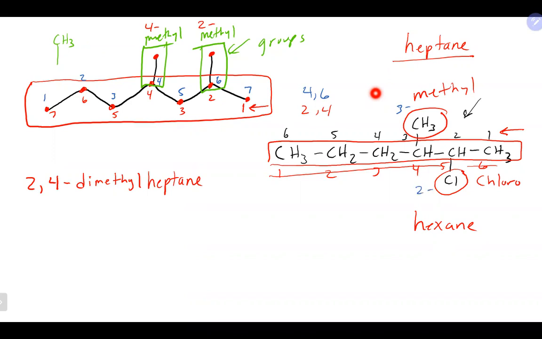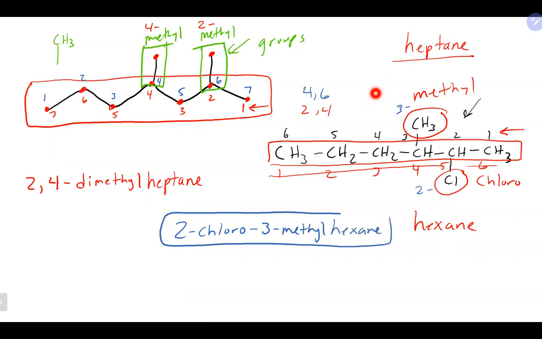So again, we've got to stick with the same numbering for everybody once we choose which way we're going. Alphabetical, our chloro should come first. So this would be 2-chloro, dash, our next group, which is our methyl group, and then finally hexane. So 2-chloro-3-methylhexane. Question on that naming there?